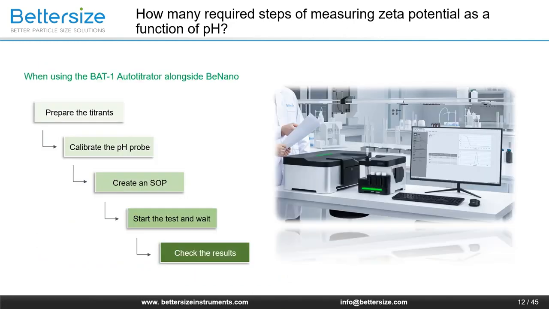When using the BAT1 autotitrator alongside Binano, getting all the results only needs 5 steps. You just need to prepare the titrants in the titrant containers, calibrate the pH probe by the software, create an SOP, start the test, and then you can do something else. Let the machine run by itself. When the test is completed, check the results in the software. All preparation and maintenance operations only take an operator around 15 minutes. It's very convenient and time-saving.